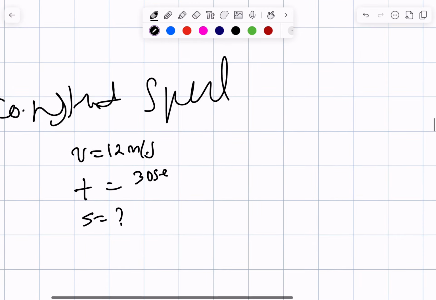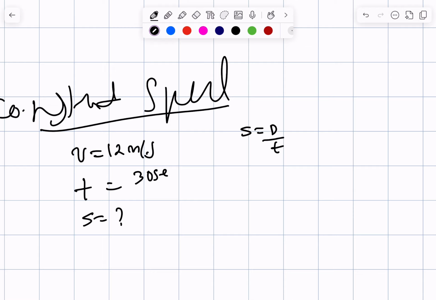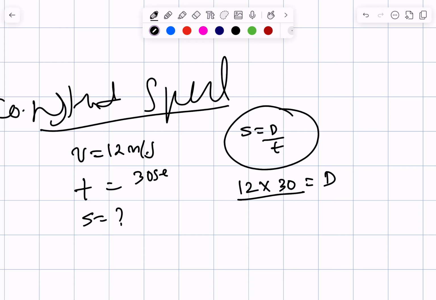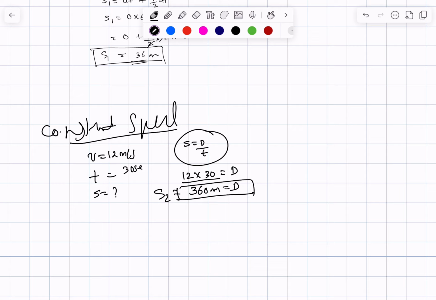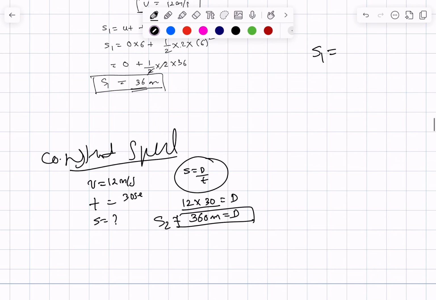So simply you can say that speed is equal to distance upon time. When it is constant speed, you can use this formula. Speed is 12, time is 30, and your distance will be 12 into 30, is how much? 360 meter. Perfect. So now we know S2 is 360. So we calculated S1 as 36 and S2 is 360.